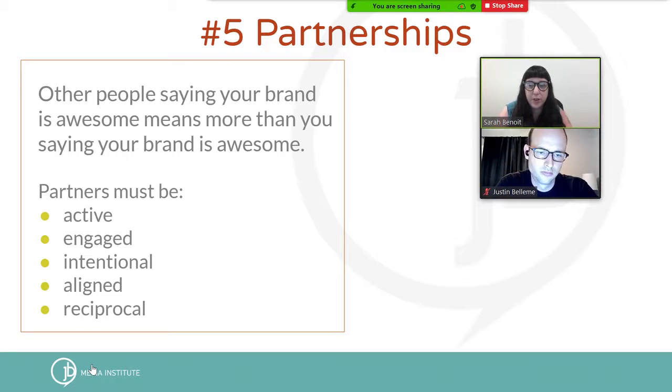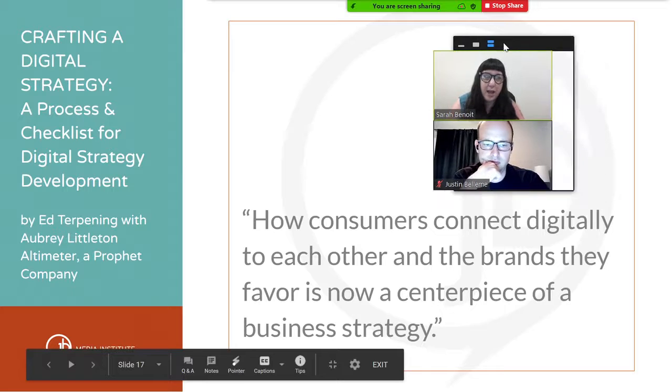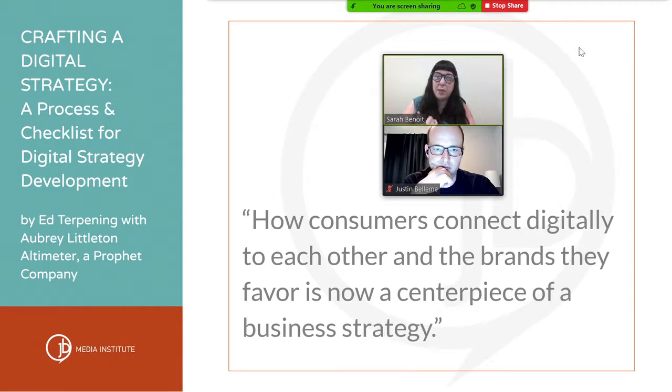So partners, like I said, we really want to find people that are active, engaged, intentional, aligned with your values, willing to reciprocate the partnership. But other people saying that your brand is awesome is really more important than you saying it's awesome. So partnerships come in a lot of different flavors. They're very powerful. Again, you can partner with people through email, through social, through website linking, through blogging, all these different types of content tools that we use.